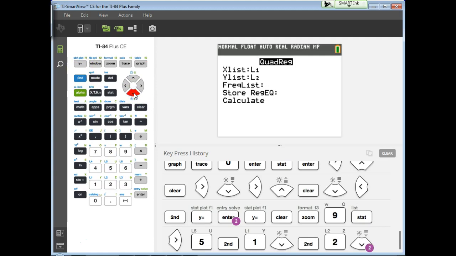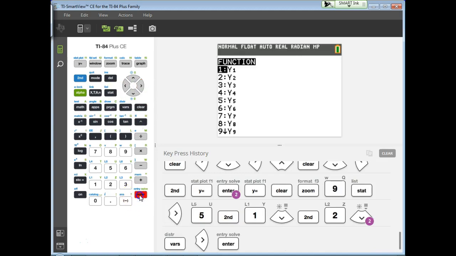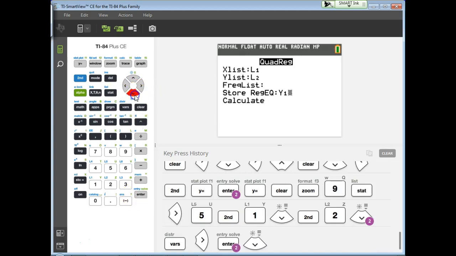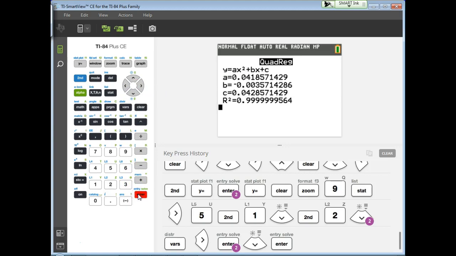The frequency list should be empty, and then for storing your regression equation, go to vars, over to Y vars, choose function, Y1. They're probably going to want the equation, so let's jot down the equation. It does not say where to round. Let's go 3 decimal points, please. So 0.042x squared minus 0.004x plus 0.043.